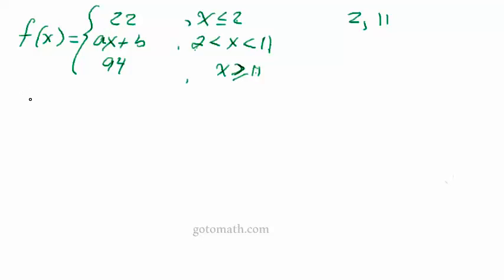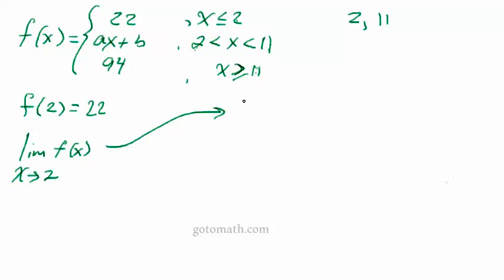Okay, so the first thing we want to check is f of 2. So f of 2 is obviously going to be that guy right there, 22. F of 2 is 22. And then we have the limit as x approaches 2 of f of x. Now, we have to check, I'm going to continue this right here.